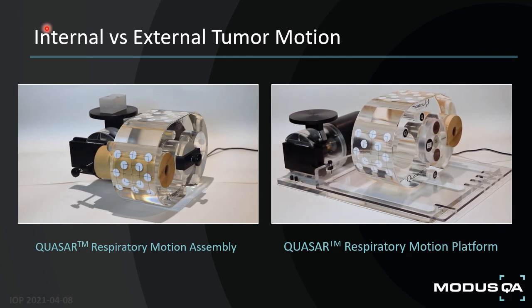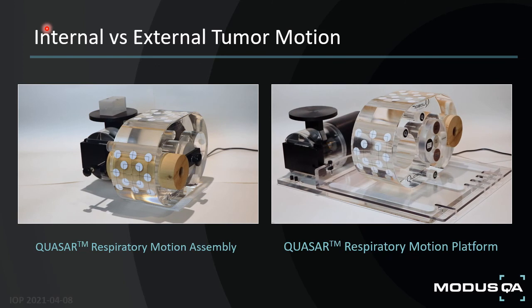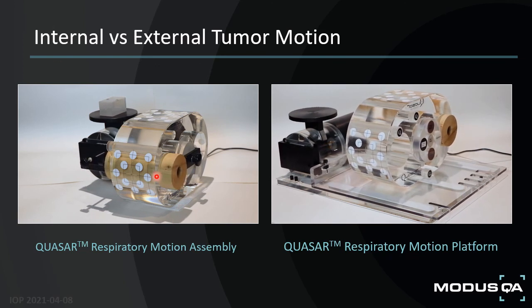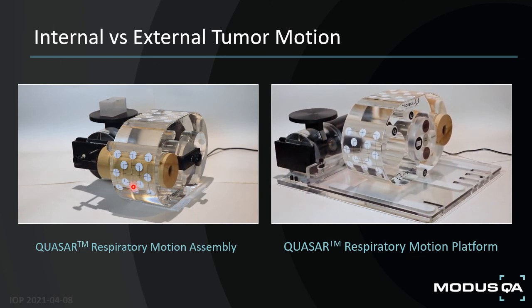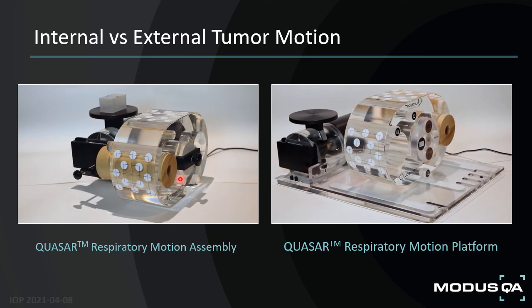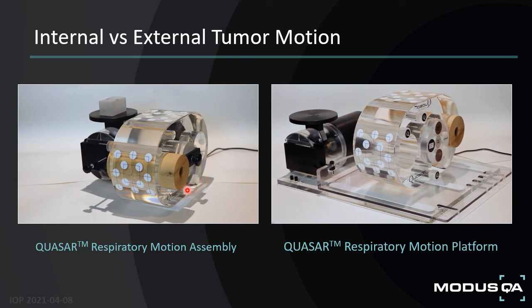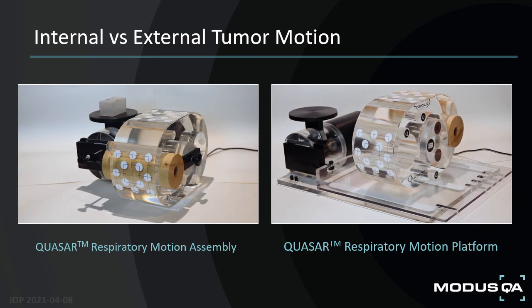With the respiratory motion assembly option, the assembly is inserted into the phantom body, and due to this, the motion is isolated and confined to one of the openings of the phantom, resulting in only the insert being able to move in and out in that supine position while the rest of the phantom body remains static.